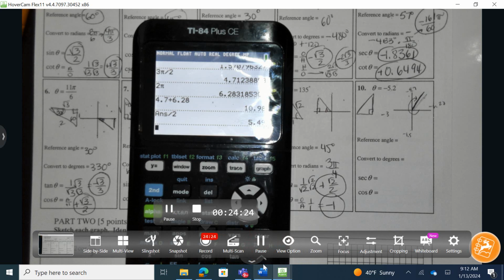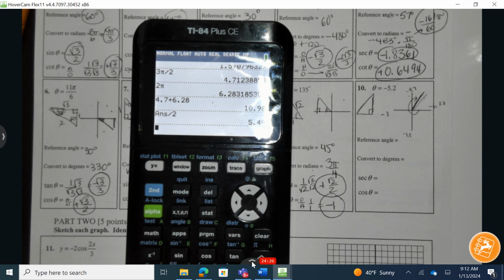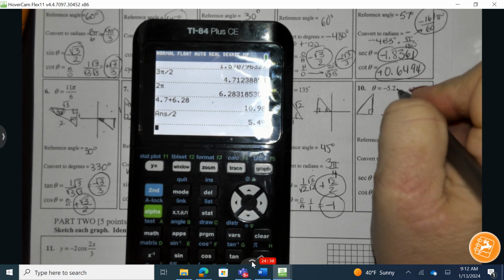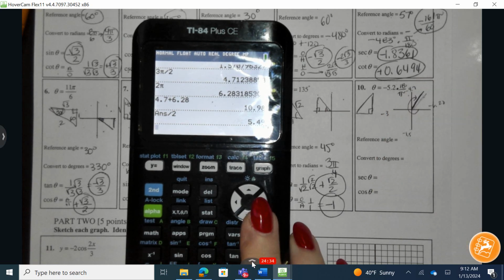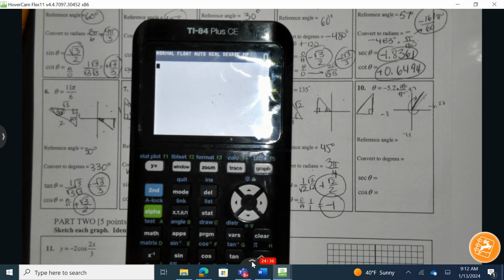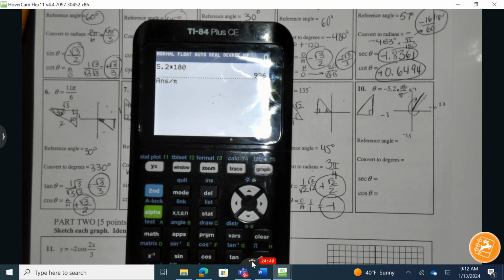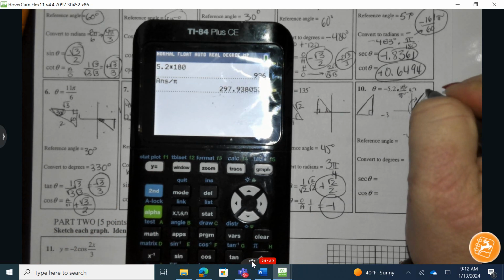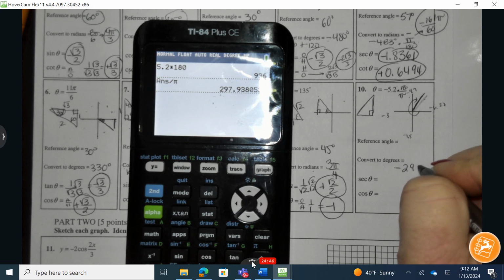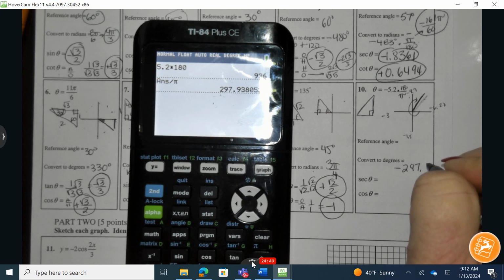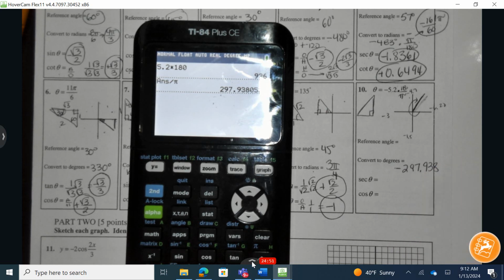Okay, so now I'm going to convert negative 5.2 into degrees. So to do this, I know this is in radians, so radian has to go on the bottom, and 180 is on top. Let's forget right now about it being negative. Let's just take 5.2 times 180 and then divide it by pi. So this is equivalent to negative 297.938.